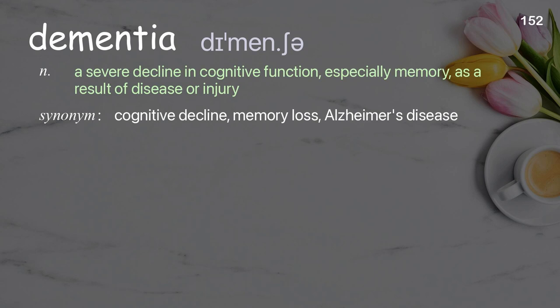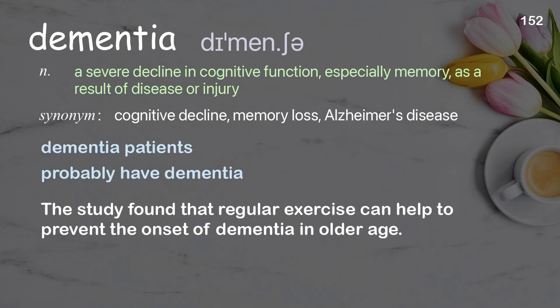Dementia: a severe decline in cognitive function, especially memory, as a result of disease or injury. Examples: Dementia patients. Probably have dementia. The study found that regular exercise can help to prevent the onset of dementia in older age.